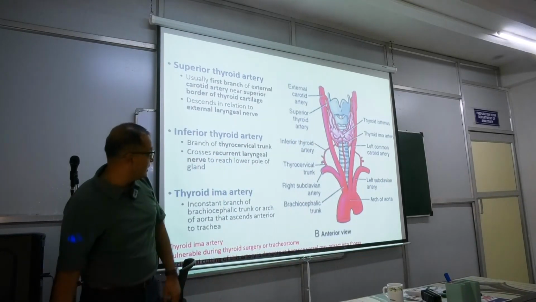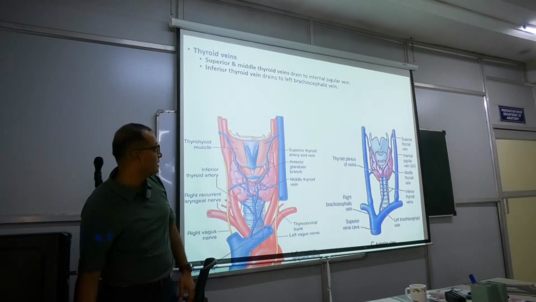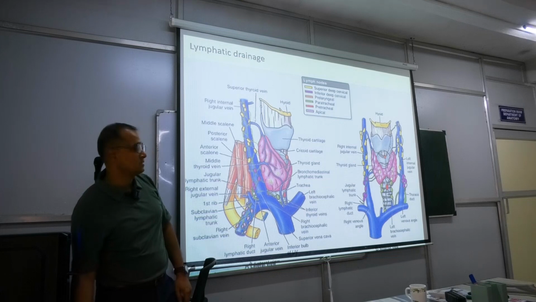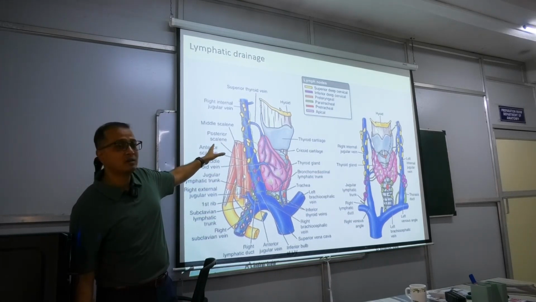This lymphatic drainage of the thyroid gland also has importance whenever there is some kind of disease or cancer. So let's consider these yellow dots as the different lymph nodes. They are present on different sides.